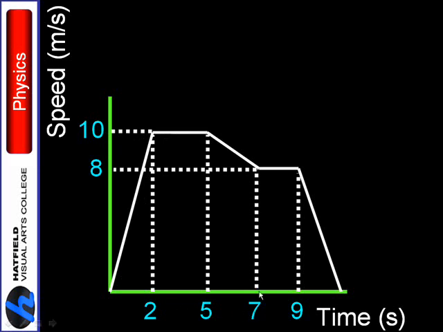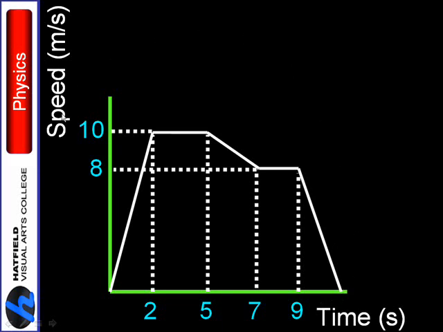Between 5 and 7 seconds, the speed gets less. This doesn't mean it's reversing, it just means you've put the brakes on and you've slowed down from 10 meters per second to 8 meters per second. Between 7 and 9 seconds, we travel at a constant speed of 8 meters per second, and then between 9 and 11 seconds, we hit the brakes and the speed drops from 8 meters per second down to 0 meters per second.